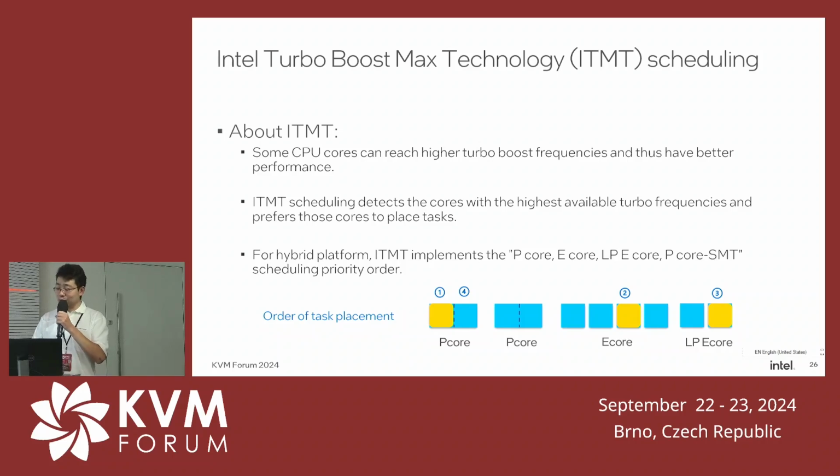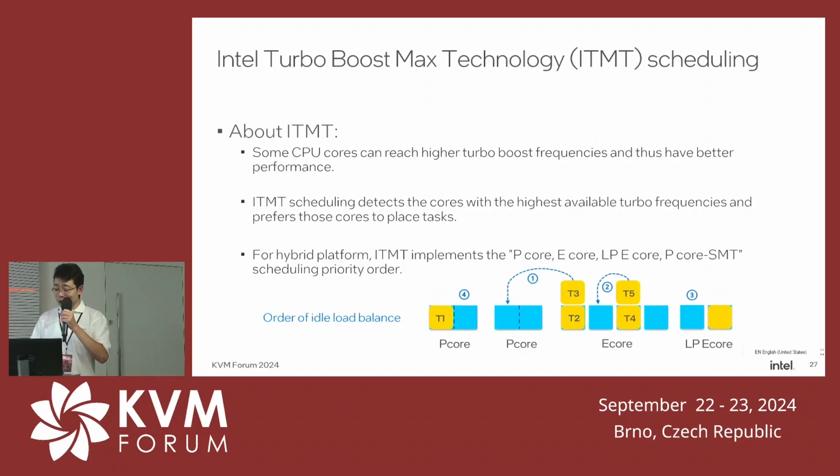For a newly created task, the scheduler will first consider placing it on a free P core, then a free E core, then a free low power E core. And at last, the scheduler could place a task on the P core's SMT thread. There's the same logic in the idle load balance case. The scheduler could consider pulling an extra task from a busy core to a free core. It first considers the P core, then a free E core, then a free low power E core, and at last the P core's SMT thread.